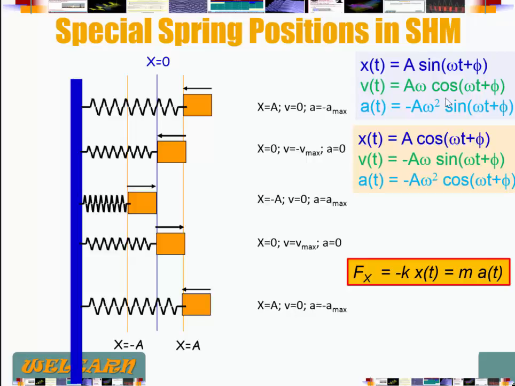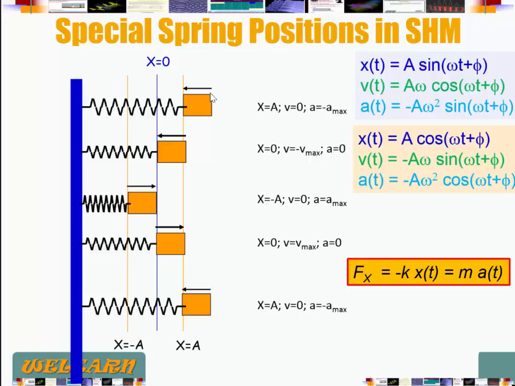For example, if we choose this position here as the position corresponding to t equals 0, then at t equals 0, x should be equal to a. So then in this expression, x of 0 should be equal to a sine of 0 plus phi. The sine has to be equal to 1. For that to be equal to 1, phi has to be equal to pi over 2, or 90 degrees.